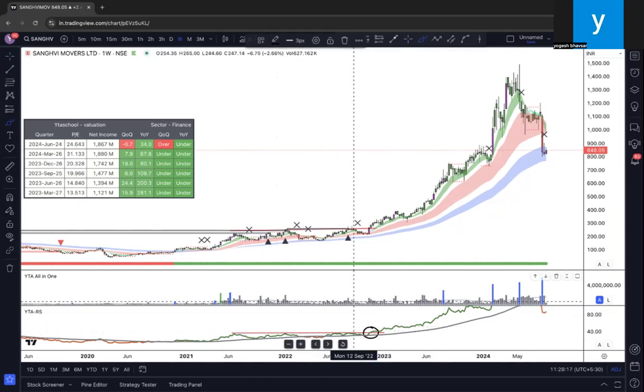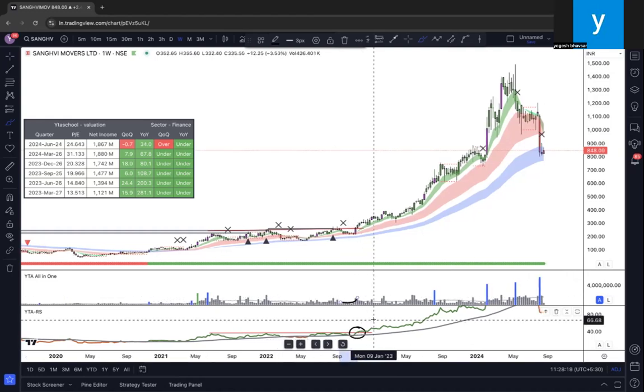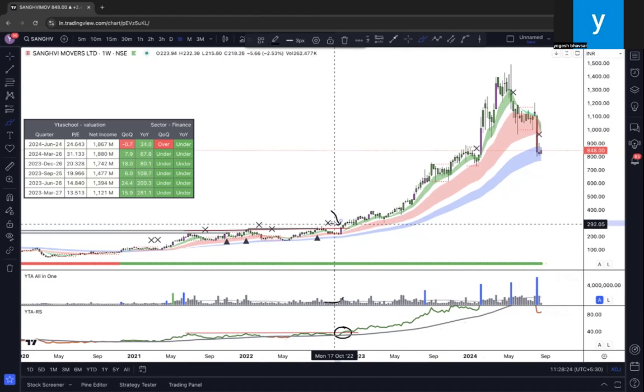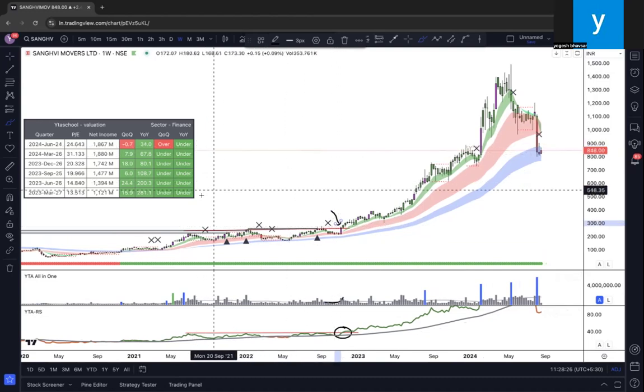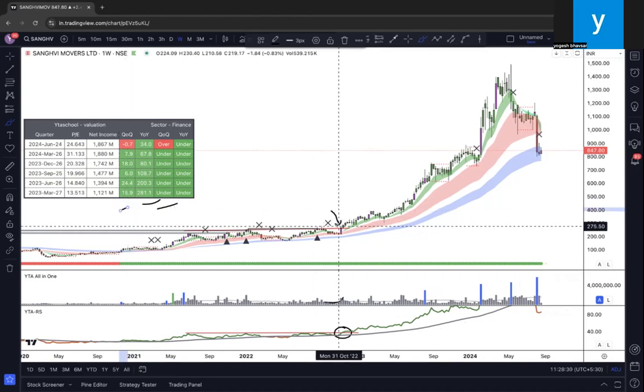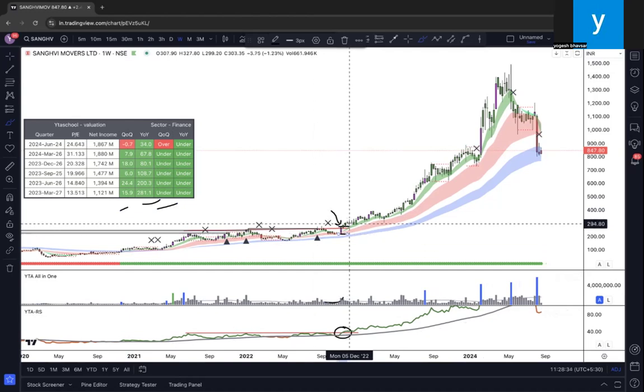Volumes have been increasing for the past few weeks. There is a breakout above the maximum crosses and the stock was fully undervalued. So I took a buy over here, put a stop loss and let the stock do its own business.